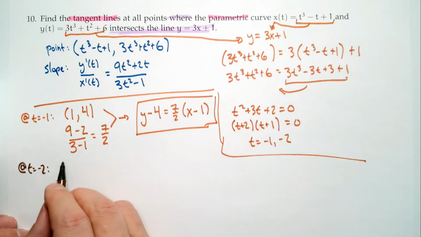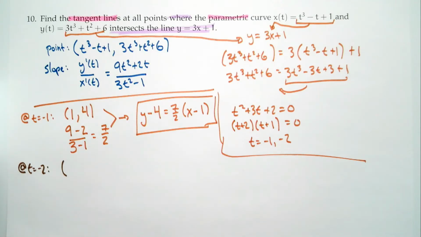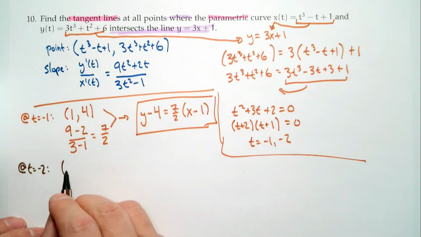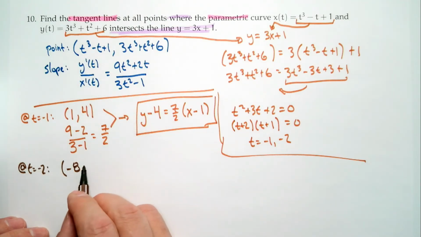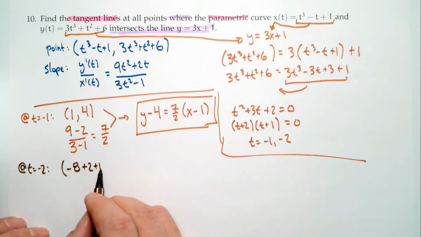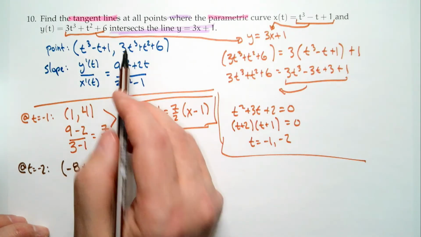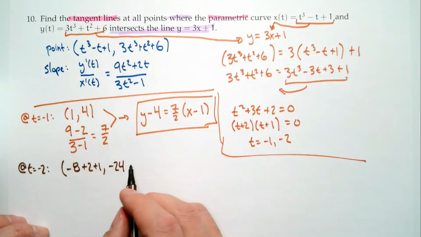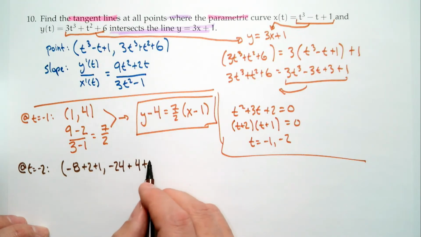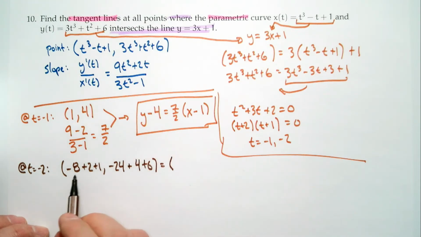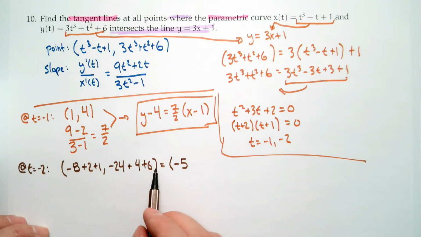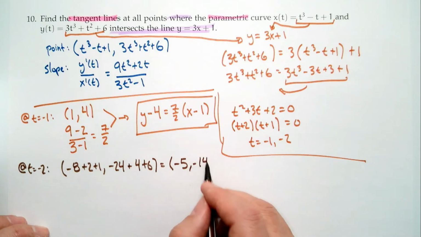-2. Well, this one we might have to think a little bit more. So, -2 cubed, -8 minus -2, plus 2, plus 1. -2 cubed is still -8 times 3, -24, -2 squared, plus 4, and then plus 6. Well, -8 plus 2 plus 1 is -5. -24 plus 4 plus 6 is -14.